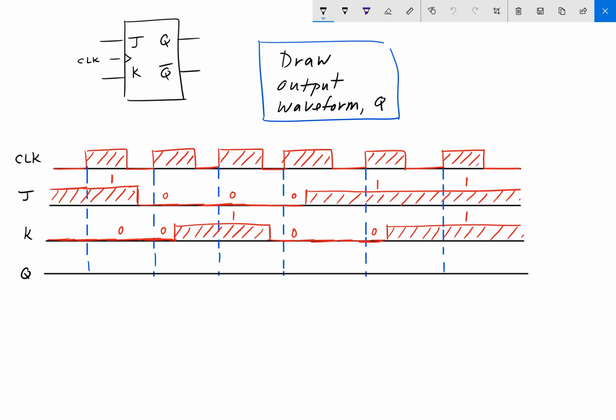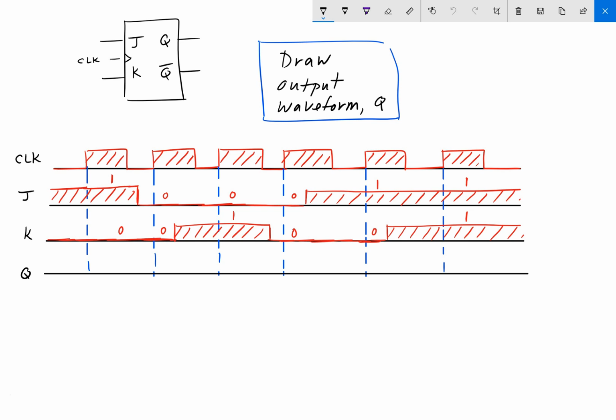For this next problem, we have our first JK flip-flop circuit, and we're asked to draw the output waveform Q. So that is the output of the JK flip-flop, and we're given here a clock signal and the J and K waveforms. The clock signal is rising edge triggered. With that information, we should be able to figure out the output waveform Q. As always, give it a shot, pause the video, and we'll go over the answer in a bit.